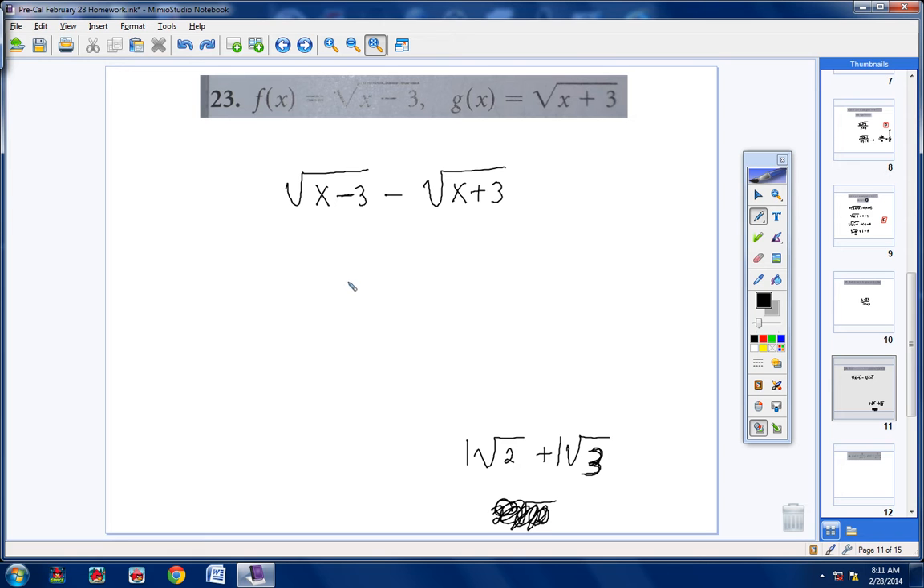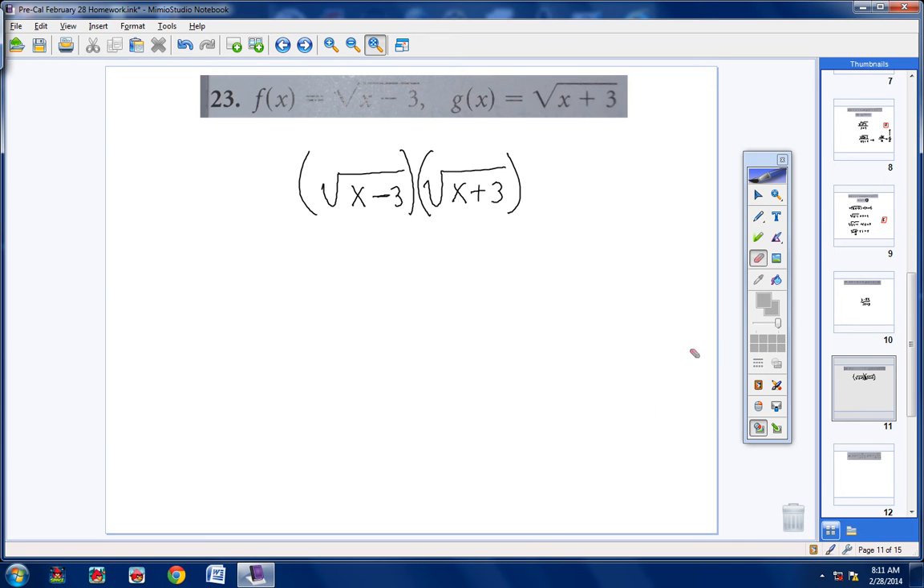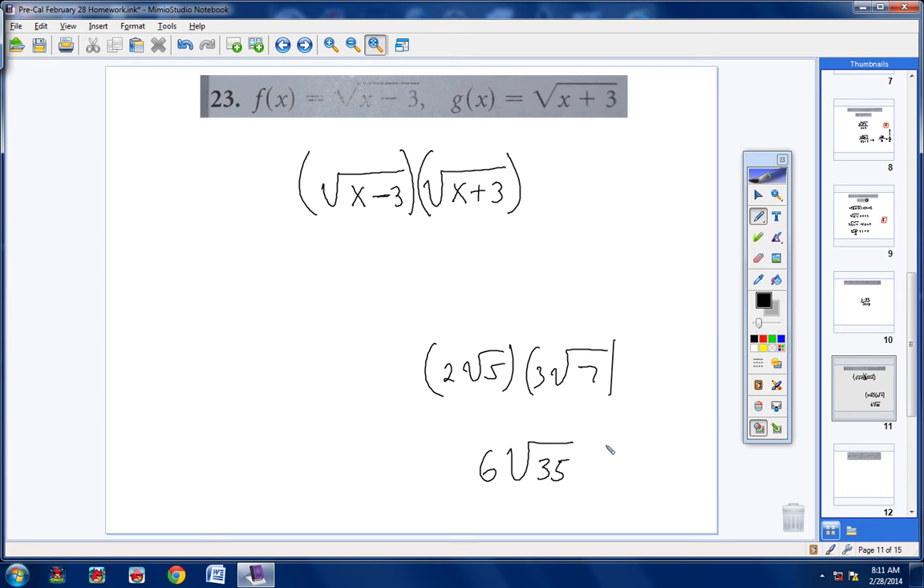Now you can multiply unlike radicands. That's totally fine. So we have this group here. Hold on one second. We have f times g. So we have a radical times a radical. Now let me use some easier problems to demonstrate this. If I had 2 square root of 5 times 3 square root of 7, 2 times 3 is 6, and 5 times 7 is 35. That's totally legit. Okay? You multiply the outside numbers and the inside numbers.